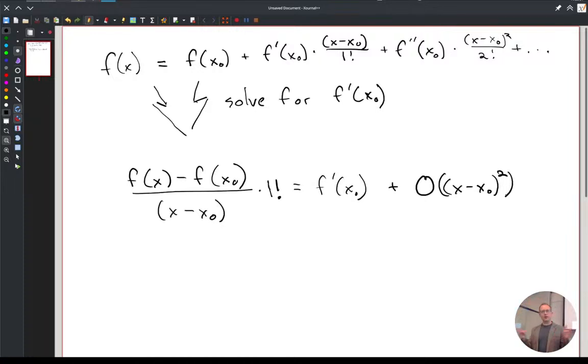Wouldn't that be divided by x minus x0? Yeah, I mean, we could divide it by that, because to get f prime of x0 by itself, you had to divide by x minus x0. Yeah, you're right. Okay.